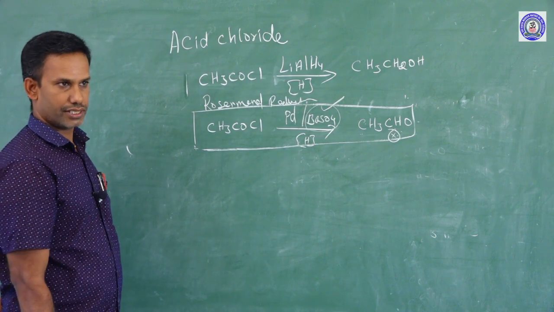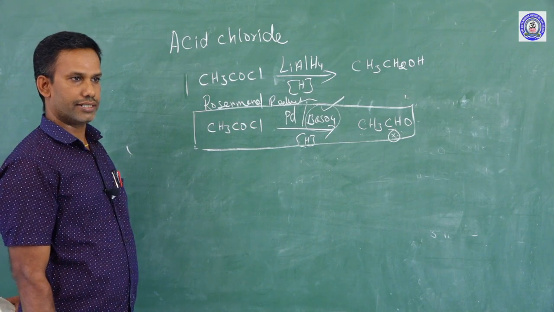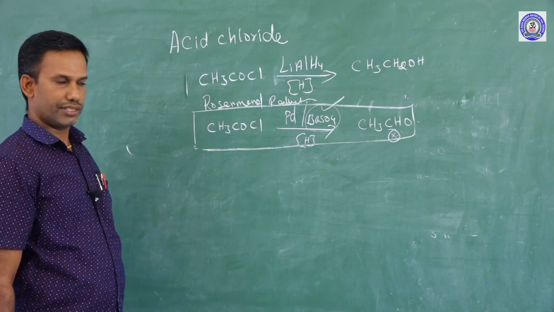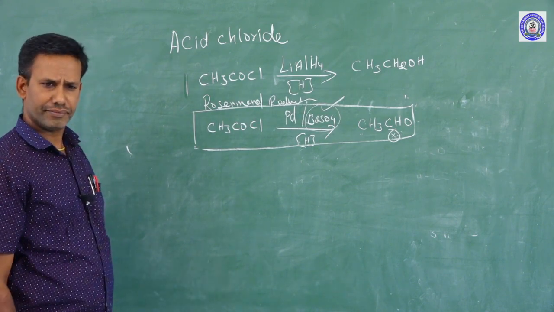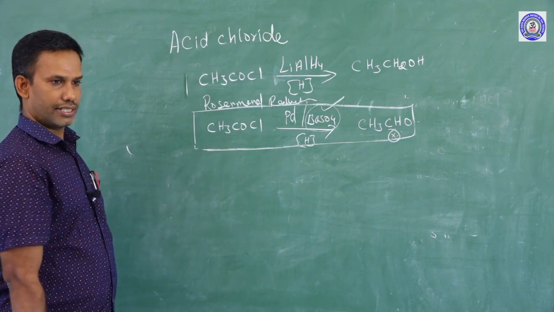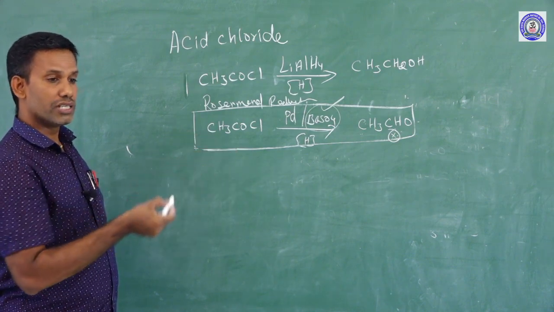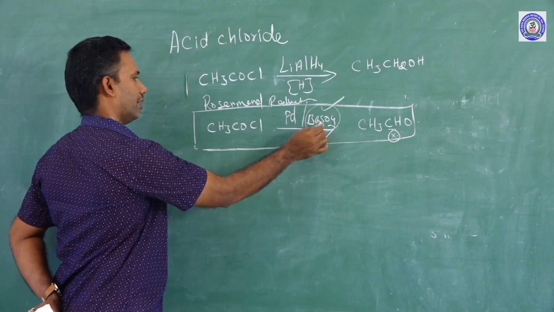The question may be asked, what is the role of barium sulfate in it? It acts as a catalytic poison. What is called a catalytic poison? A substance that retards or reduces the activity of a catalyst is called a catalytic poison.